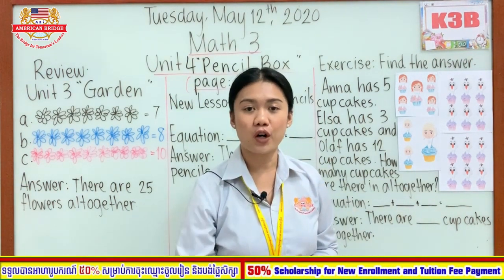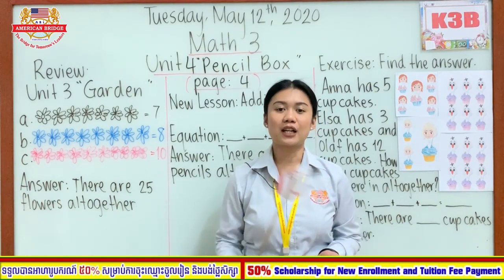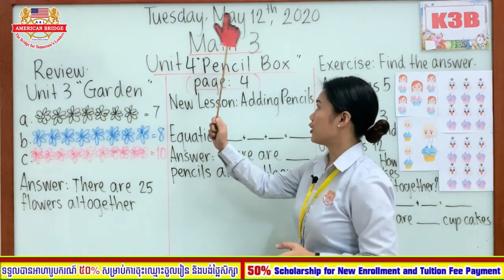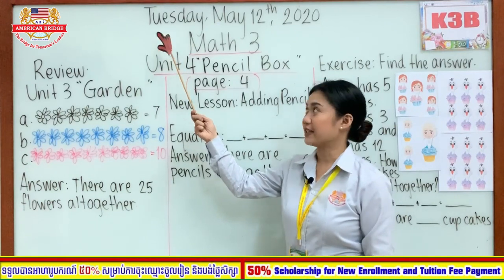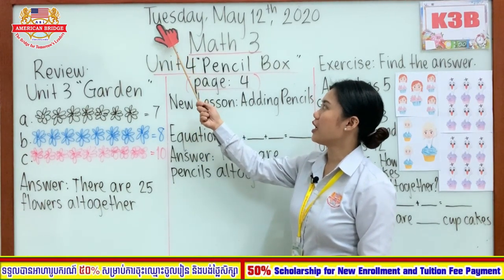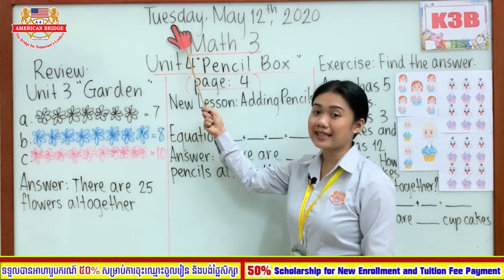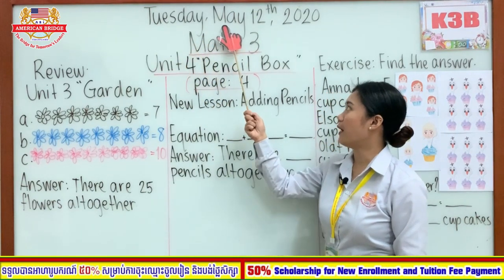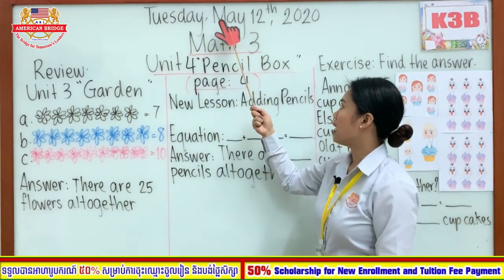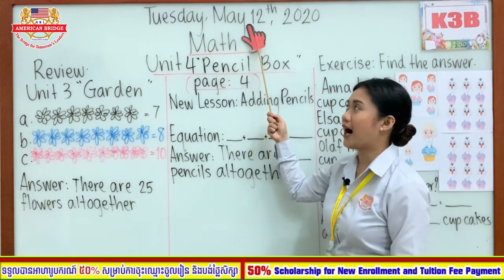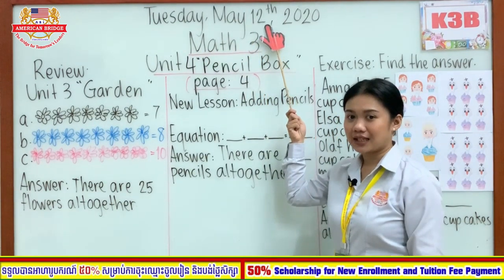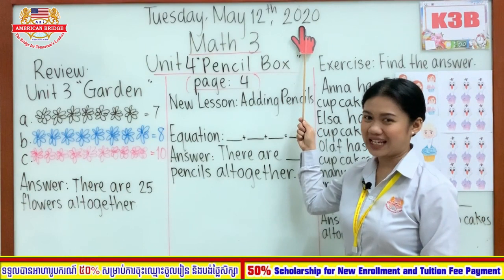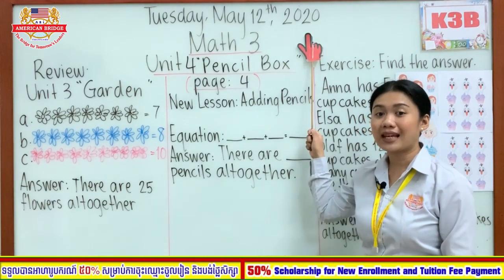Okay, class, before we start our new lesson, let's talk about the day and the date today. Let's spell all together. Today is Tuesday. T-U-E-S-D-A-Y. Tuesday. How about the month? May. M-A-Y. May. How about the date? 12th. Very good. How about the year? 2020.